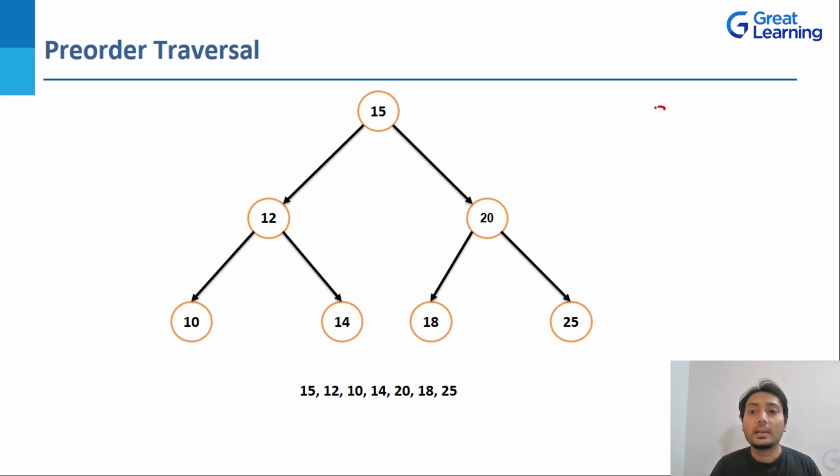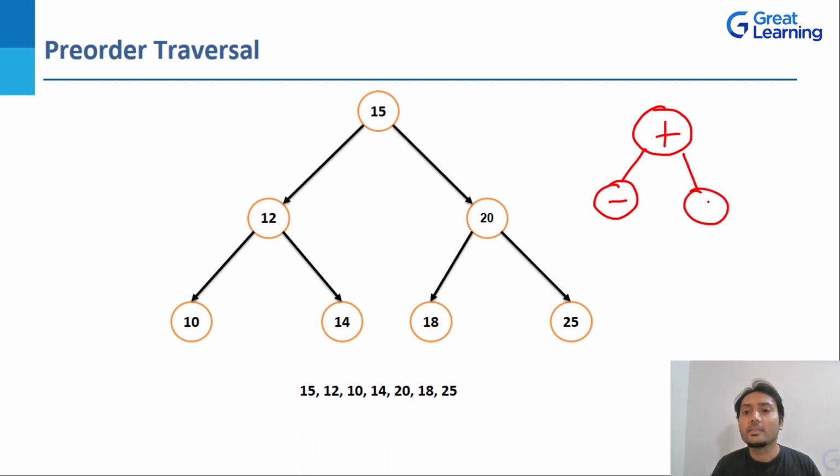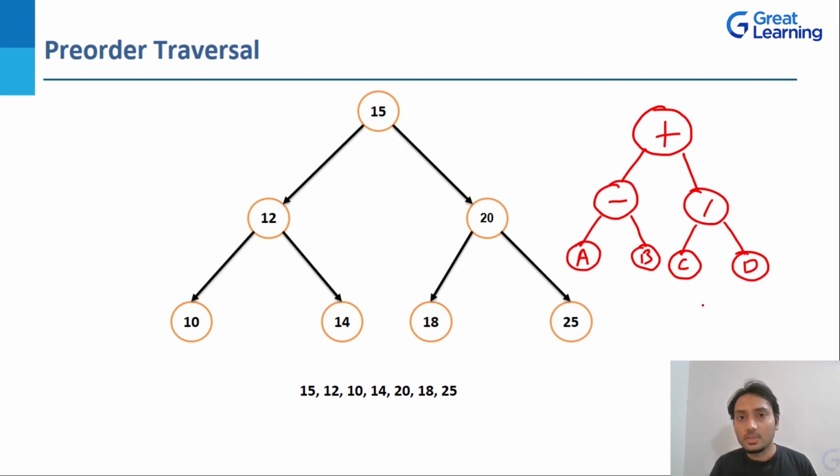Now here I'll draw a small tree. So in my root node I have this plus operator, and on the left hand side I have minus, and on the right hand side I have, suppose, division. Now these operators also have some children, so let me write A here, B here, C here, and D here. So now assume this is an expression tree which you have got, and you want to apply the pre-order traversal to this particular expression tree. What will be the output when you apply the pre-order traversal?